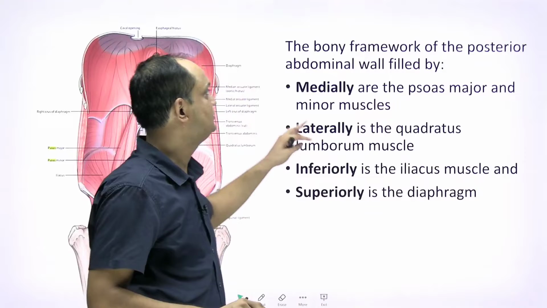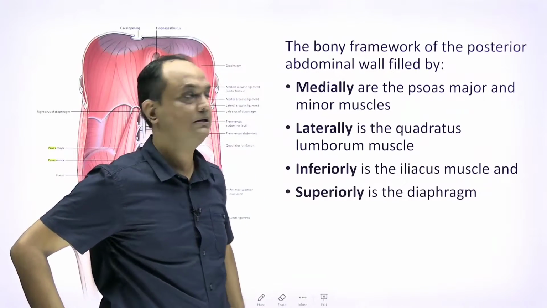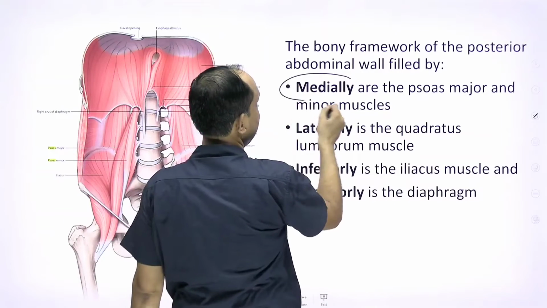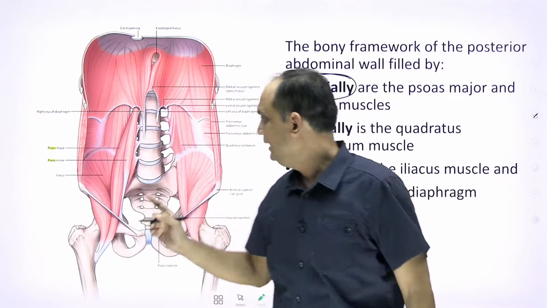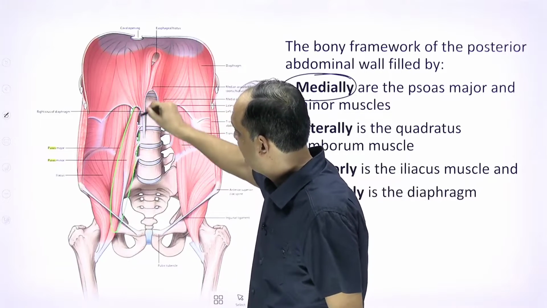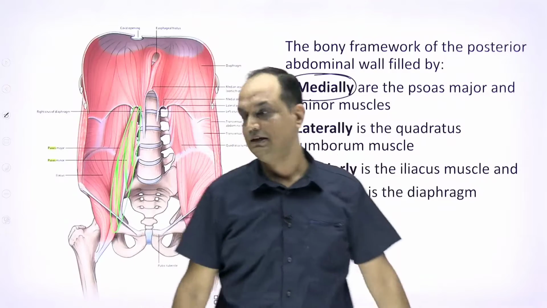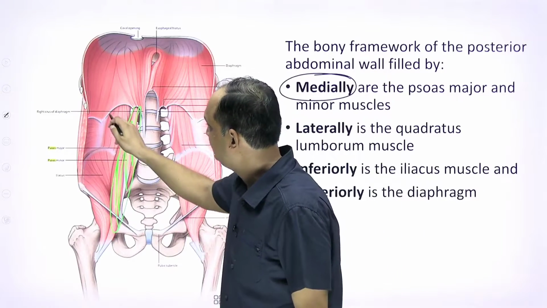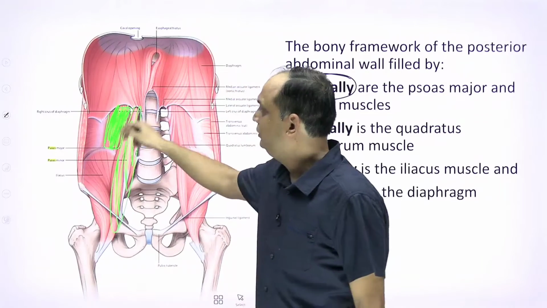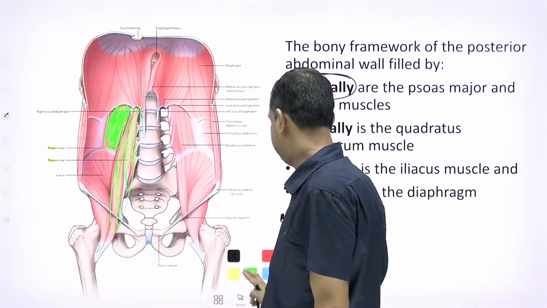And what are the structures which fill this gap below the rib and above the iliac crest? Medially in this gap you will find the psoas major and minor. Here you can see that in this gap you have these two muscles, or you can say the psoas muscles. Then laterally, this gap has one more muscle, which is your quadratus lumborum. Then on the inferior side, you have the muscle known as iliacus.